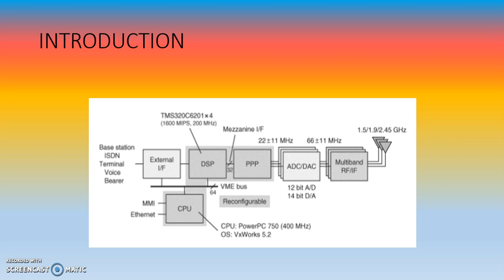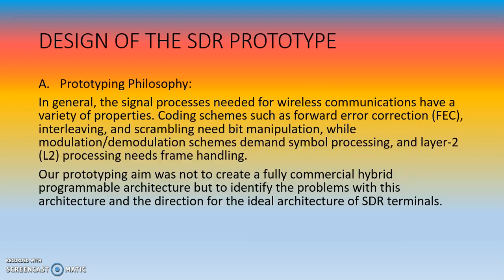For wireless local area network operation, the CPU module provides an Ethernet IF in both the access point and the station platforms. Next slide is the design of the SDR prototype. This paper is organized as follows: in the first section we're going to describe the basic design of the prototype. Next we're going to explain the software architecture of the prototype, and then the conclusion.